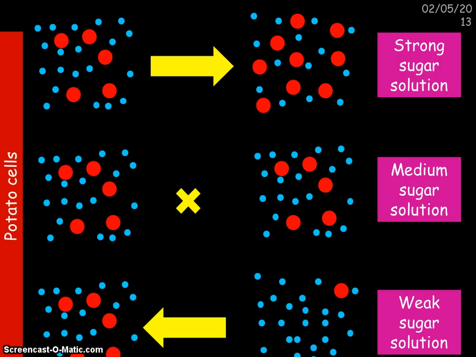Okay, so we've had diffusion and we've had osmosis. Diffusion is just the movement of particles from high concentration to low concentration. Osmosis is the movement of water molecules from high concentration to low concentration across a partially permeable membrane.